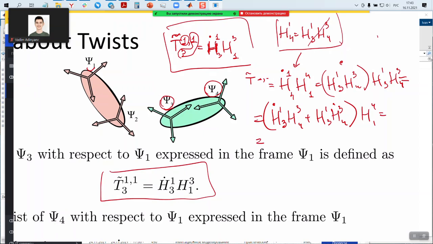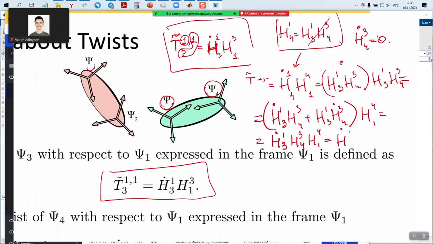And from here, we know that h3/4 actually equals zero, since those two frames p3 and p4 belong to the same rigid body, and the distance between them is the same. And if you take a time derivative of a constant, you will get zero, right? So here you will get something like this.